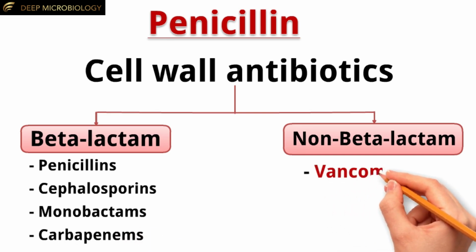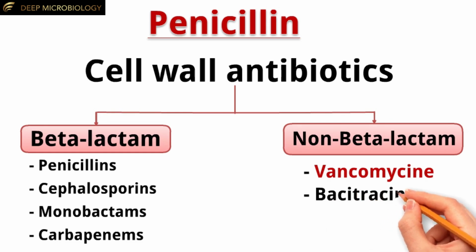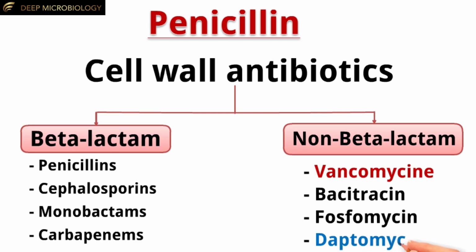Non-beta-lactam antibiotics include vancomycin, often considered one of the most important non-beta-lactam antibiotics, bacitracin, fosfomycin, and daptomycin. Though it primarily targets the cell membrane, it is sometimes included due to its unique mechanism against the cell wall in gram-positive bacteria.